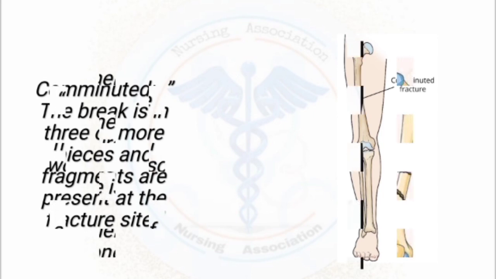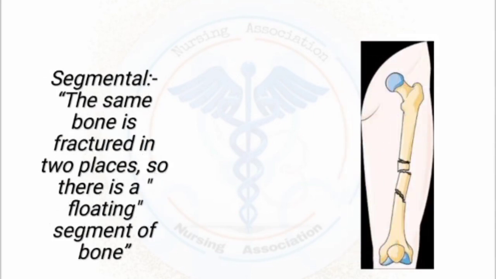And further is segmental fracture. The same bone is fractured in 2 places, so there is a floating segment of bone. So see in the picture segmental fracture. It is a fracture composed of at least 2 fracture lines that together isolate a segment of bone, and this can occur in high impact trauma such as accidents, etc.